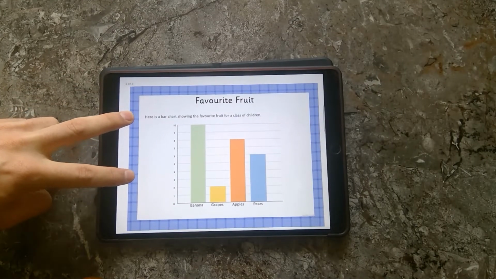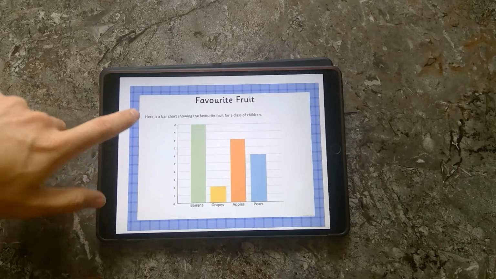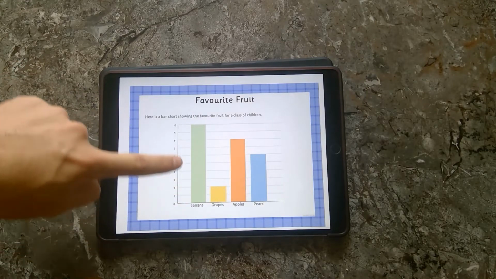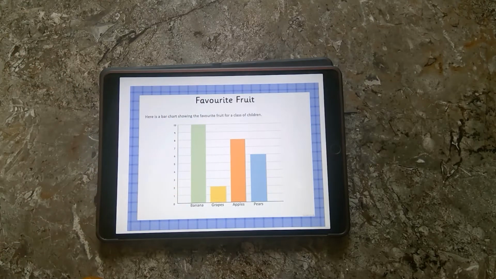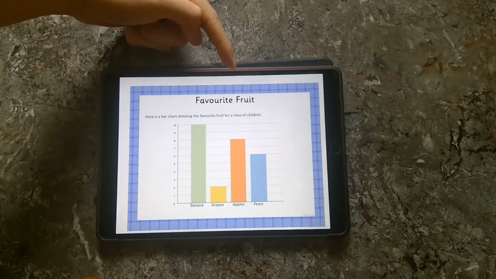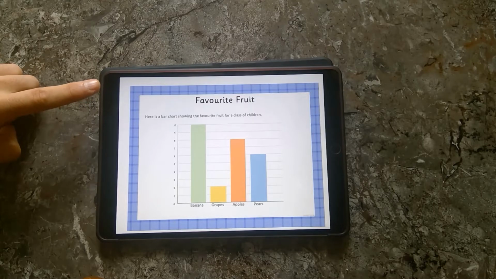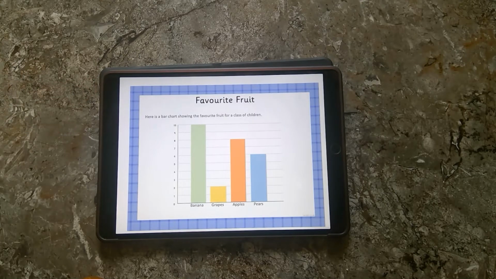So, this is what our bar charts look like. As you can see, we've got 4 different lines up to a certain number. Every single bar chart should have a title. So this one's about favourite fruit. Sometimes there's a little sentence explaining it a bit more in detail. So here is a bar chart showing the favourite fruit of a class of children.